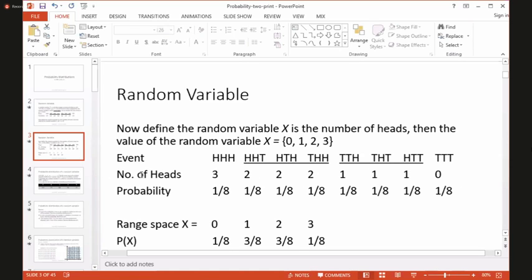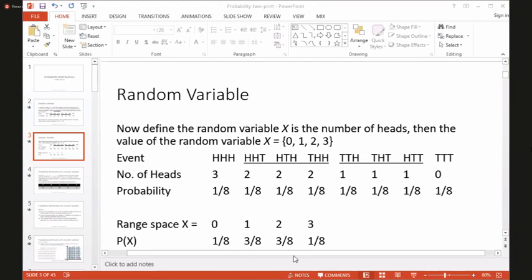So, what are the different values for the number of heads? 0, 1, 2, 3, right? Now the number of heads, x equals 0, 1, 2, 3, is called the range space. And you can understand how you get the 0, 1, 2, 3. 3 T's mean no heads, 0 heads. This category, 1 head. This category, 2 heads. This category, 3 heads.